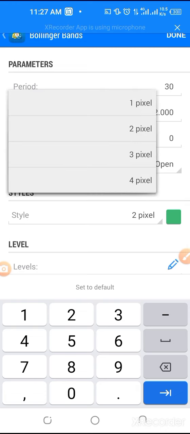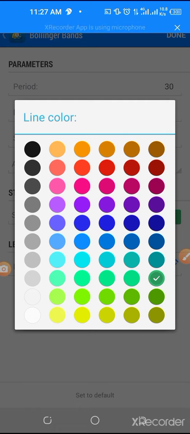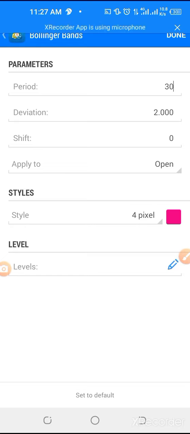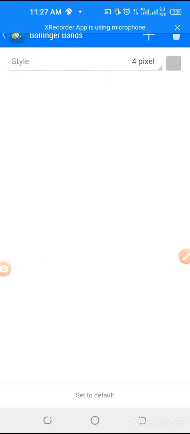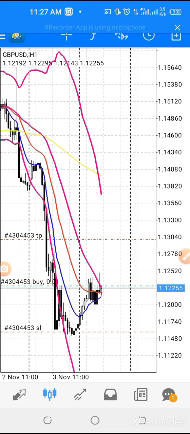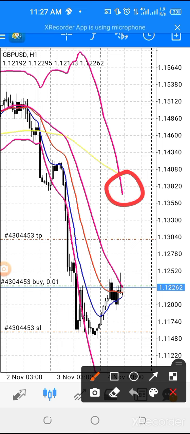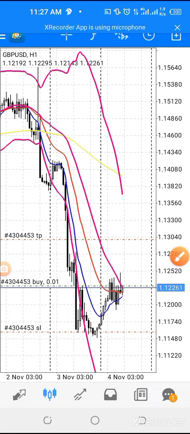So I just want a style that is okay. I prefer a color that is very obvious. So let me use this. All right, the level, I need something very thick. All right, so I just go back once. I click on done. All right, so you can see that the Bollinger Band has entered my chart. So this is the Bollinger Band and this is the Bollinger Band. It has two bands here. All right, so this is how we add any indicator we choose to add.